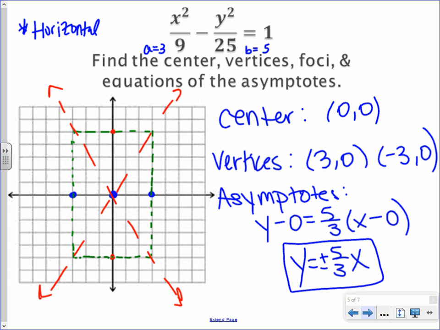Now, as far as the shape of your hyperbola is concerned, you're going to take your vertex and just draw your U shape so that it approaches the asymptotes. The asymptotes give you how wide to make your hyperbola. So just approach those asymptotes.